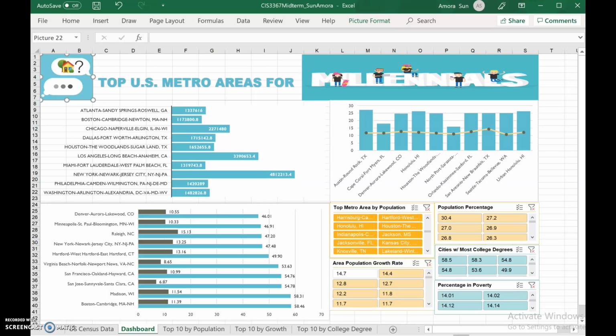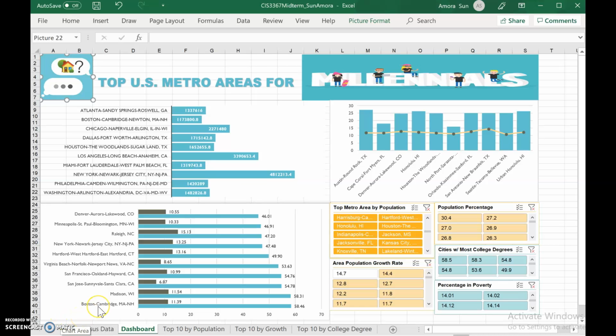This is my midterm project for CIS3367. For my topic, I decided to research the top U.S. metro areas for millennials, which is a question I believe many college students will have once they graduate and start looking for jobs as well as settling down.